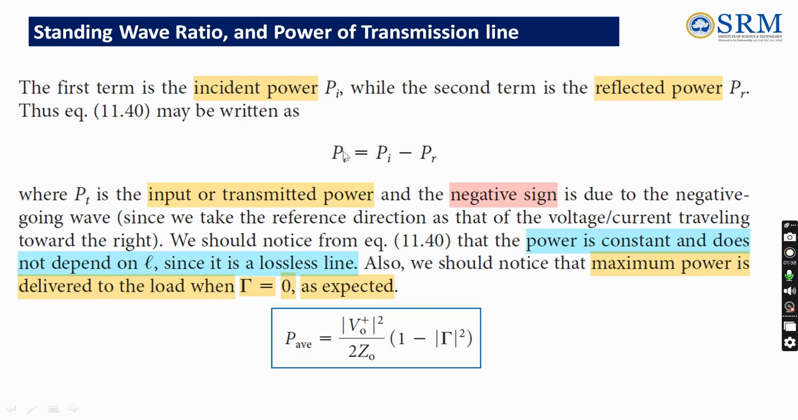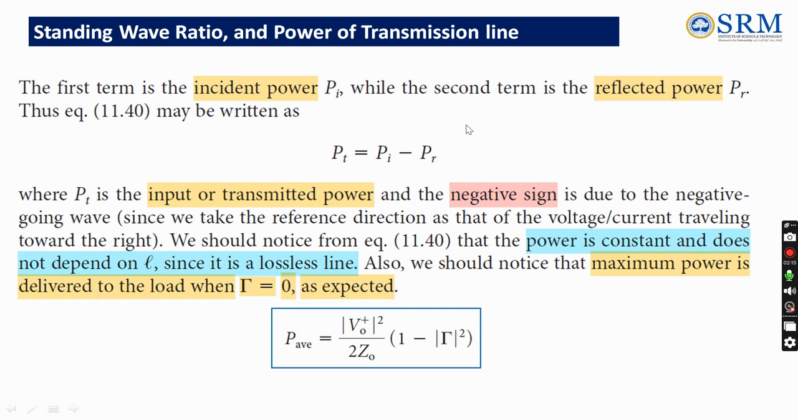So the transmitted power is the incident power minus the reflected power. Why is it minus the reflected power? Because it is a negative traveling wave. This average power delivered to the load is constant and does not depend on the length of the line, since it is a lossless line. Maximum power can be delivered to the load when there is no reflection, that is, when the reflection coefficient is 0.